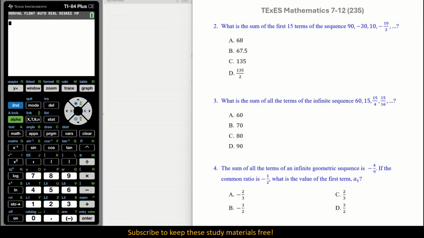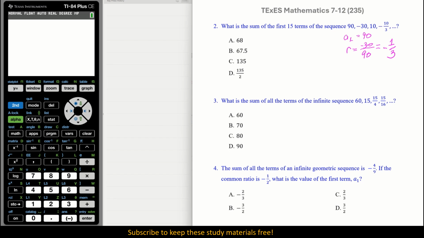What is the sum of the first 15 terms of the sequence 90, negative 30, 10, and negative 10 over 3? Okay, first we identify that a sub 1 equals the 90, and our ratio equals negative 30 over the 90, which equals negative 1/3. Okay, so let's put in our formula, and we need to make sure that we deal with our positives and negatives correctly.